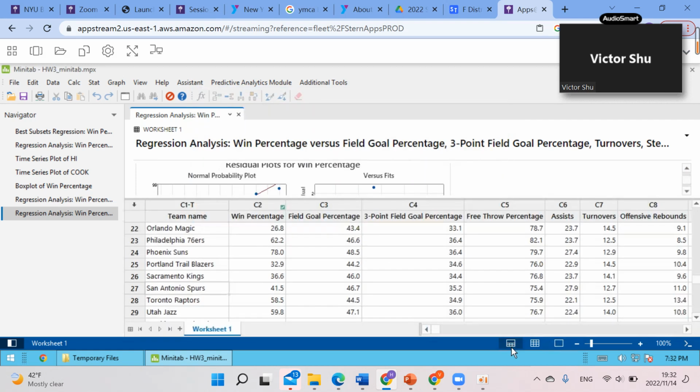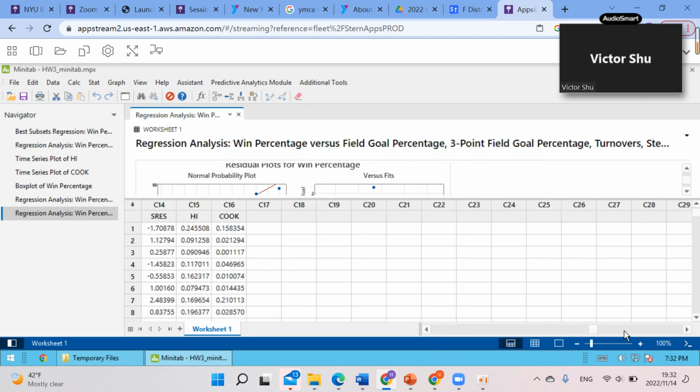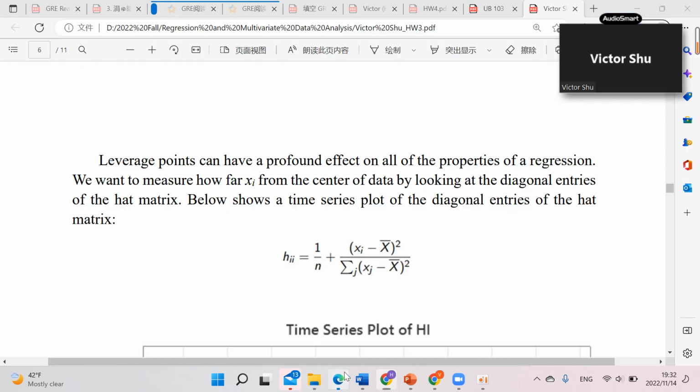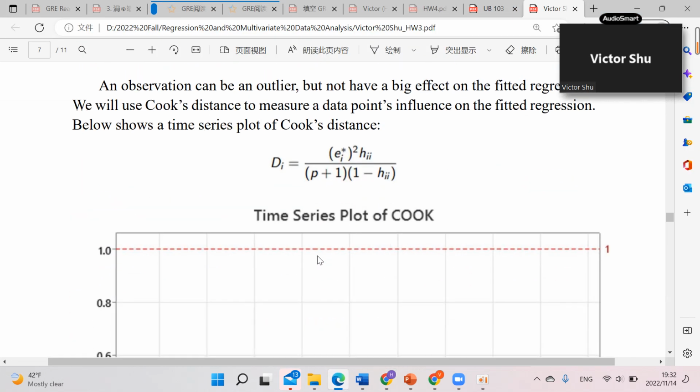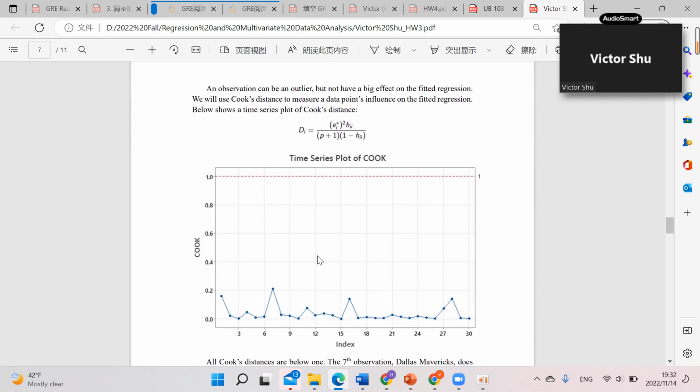So I have already done that. Basically, the column C14 is my residuals, the column C15 is the hii, column C16 is the Cook's distance. By the way, the formula for the Cook's distance is here. Again, if you get a very large Cook's distance, if it's larger than 1, then it means my specific observation is an influential point.